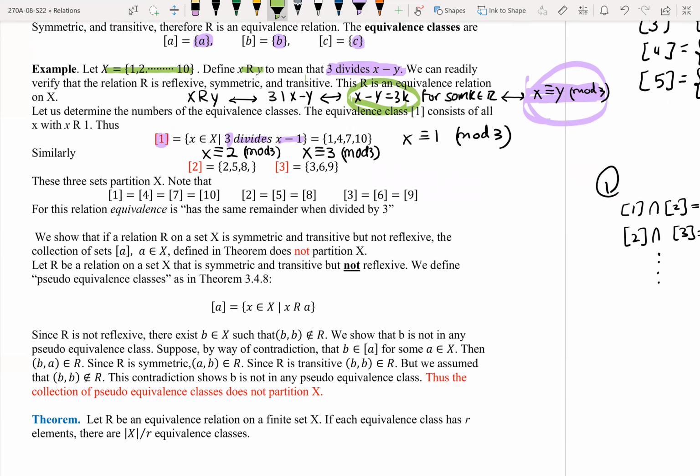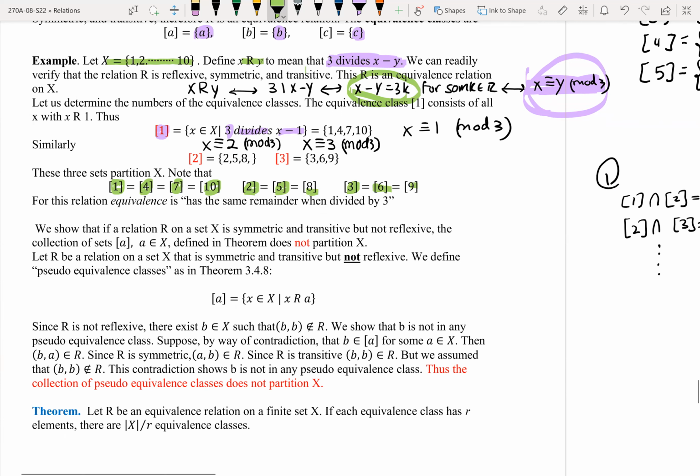And then that's just similar to any other process that we have done. The remainder of 1 and 4 and 7 and 10 are the same, right? So if you choose any of those elements, the class of equivalency will be the same. If you choose any of 2, 5, and 8, they should have the same remainder when you're dividing by 3. So that's why they have the same class of equivalency. If you choose 3, 6, and 9, they have the same class of equivalency. And that makes sense.